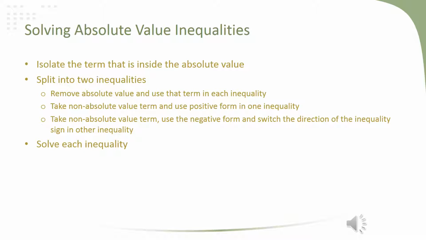Solve each inequality and graph the compound inequality. Here's an example. The absolute value of the quantity n divided by 4 is less than or equal to 3. Pause the video at this point to give yourself a chance to do the example.